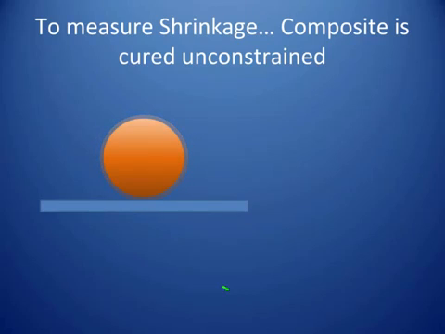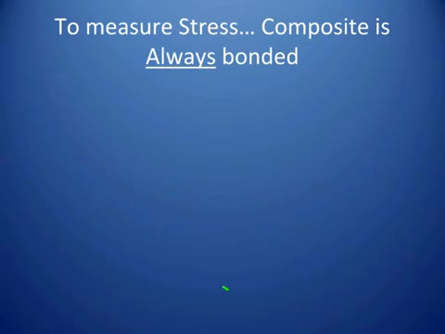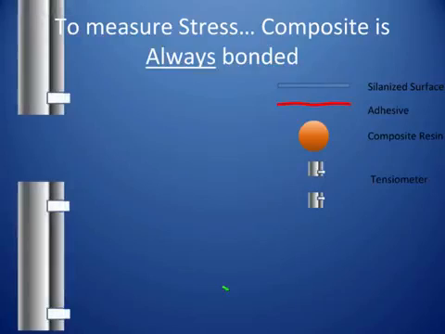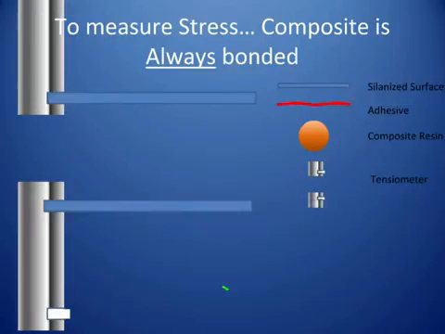That's interesting, but in reality, we never apply composite into the tooth that way. Composite is always bonded to the tooth. So there's a much more relevant mechanism to look at, and that's stress. In this system, we have a much more complicated measurement. There's machinery which has siliconized glass slabs, which then have composite placed between them.